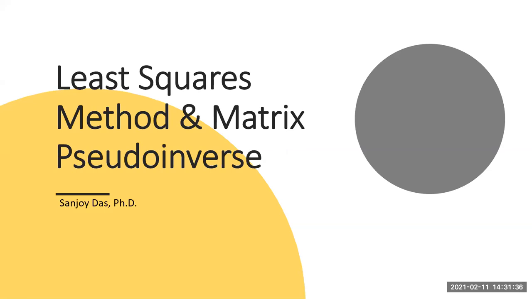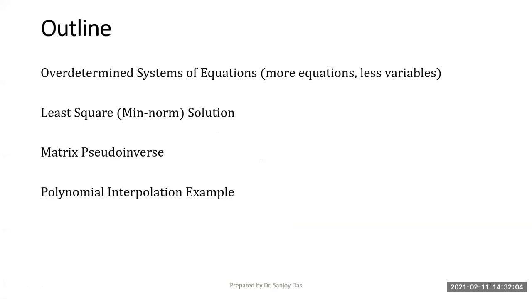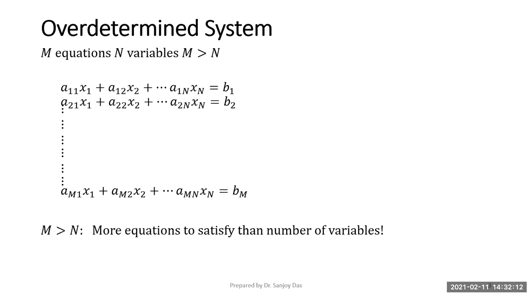Okay, guys, so today's lecture is on the least square method and matrix pseudo-inverse. We'll look at what overdetermined systems of equations are, and these are systems with fewer variables than there are scalar equations. We'll look at what the least square solution is, the matrix pseudo-inverse, and as an example, I'll give you an application, polynomial interpolation.